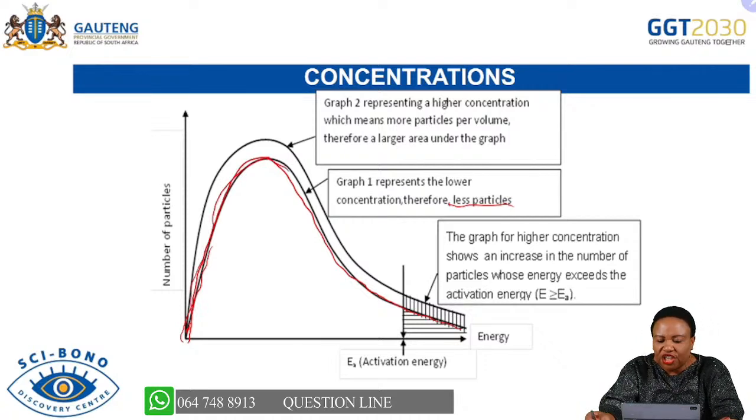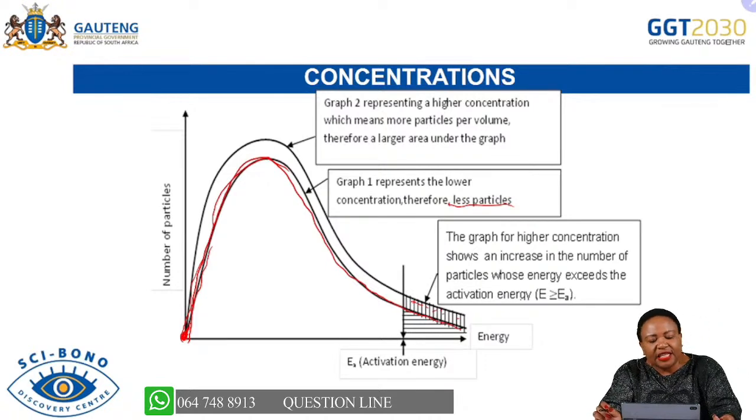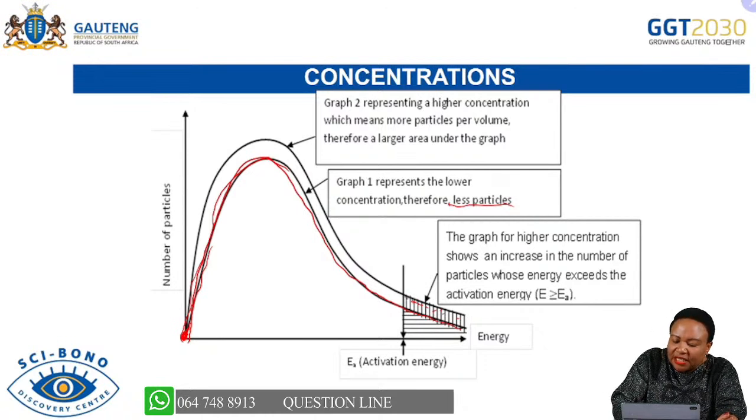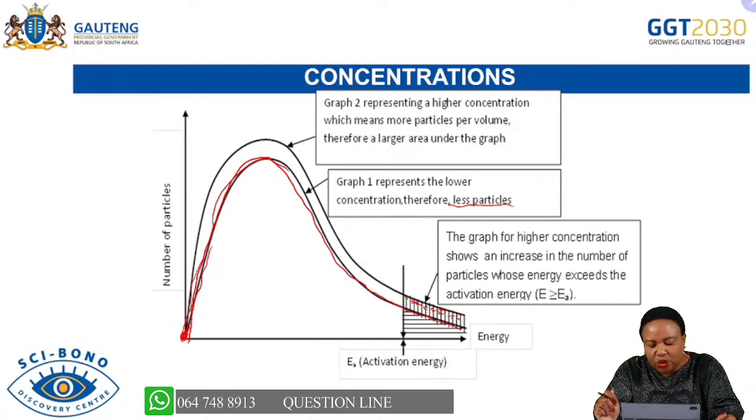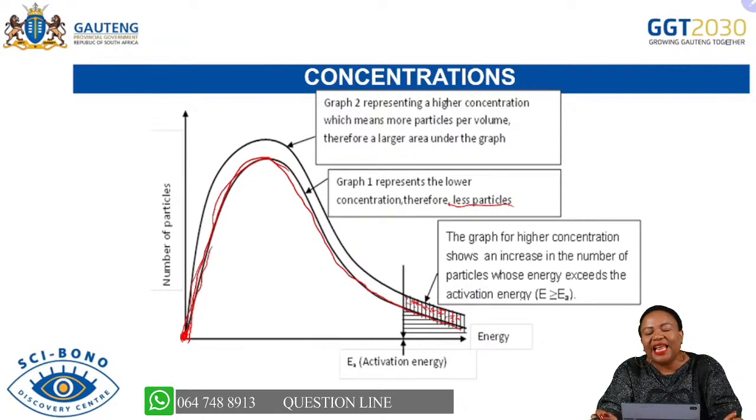After increasing the concentration, graph number 2 will represent when the concentration is high and there will be more particles per unit volume. You can see that they all start at the same point, but graph number 1 will be lower, which represents the lower concentration. Graph number 2 will be higher, which represents higher concentration. Also, in graph number 2, there will be more particles that exceed the activation energy. So the particles with more energy in graph number 2 are going to be more than the particles in graph number 1, which represented lesser energy.